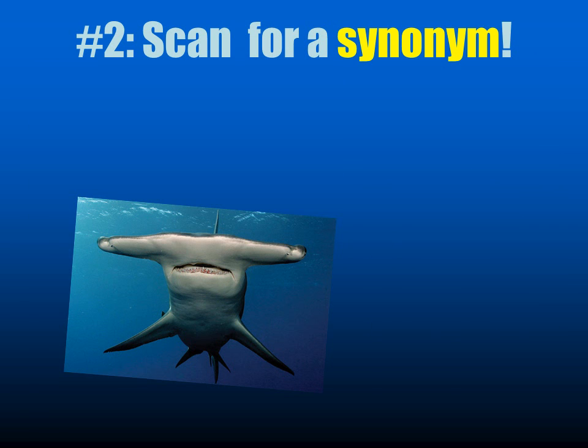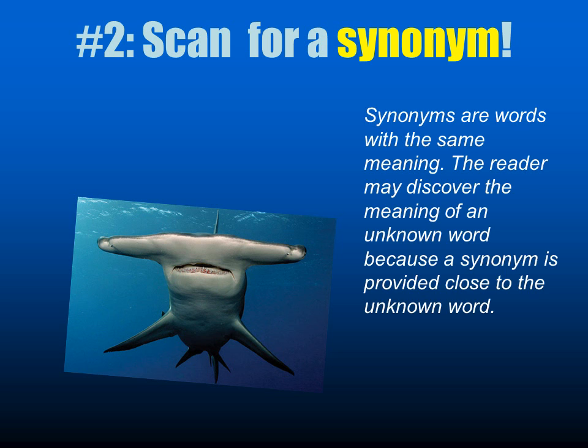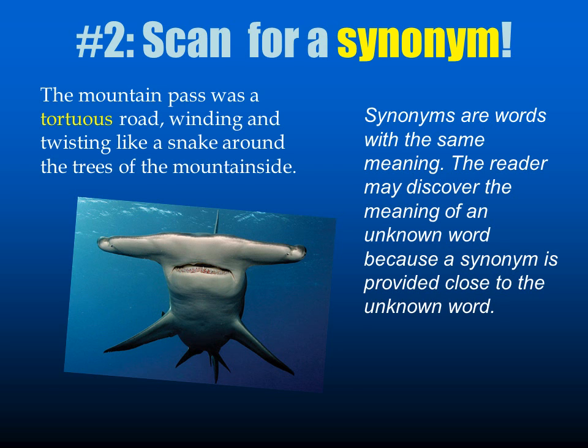The second clue is to scan for a synonym. Synonyms are words with the same meaning. The reader may discover the meaning of an unknown word because a synonym is provided close to the unknown word. The mountain pass was a tortuous road, winding and twisting like a snake around the trees of the mountainside. Tortuous and winding and twisting are synonyms.